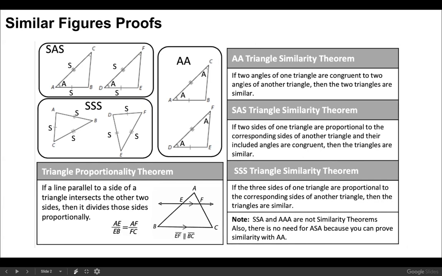The triangle similarity theorems that we will use to prove these figures are similar are angle, angle, side, angle, side, and side, side, side. Also, we will use the triangle proportionality theorem in a later lesson, but it's good to know that it does help with our similar figures in order to solve.